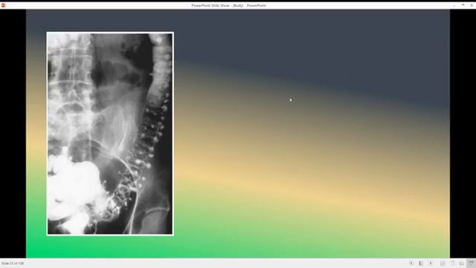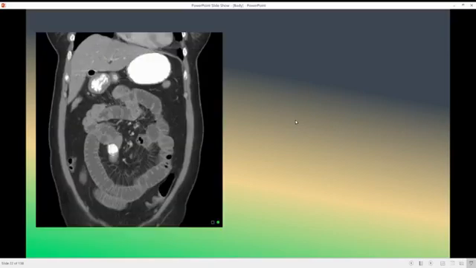Here, as we see, the barium enema study, and we receive some answers involving the left-sided colon and the sigmoid colon. This is diverticulosis involving the left-sided colon and the sigmoid colon. We move to the next case. What do you think the patient has?